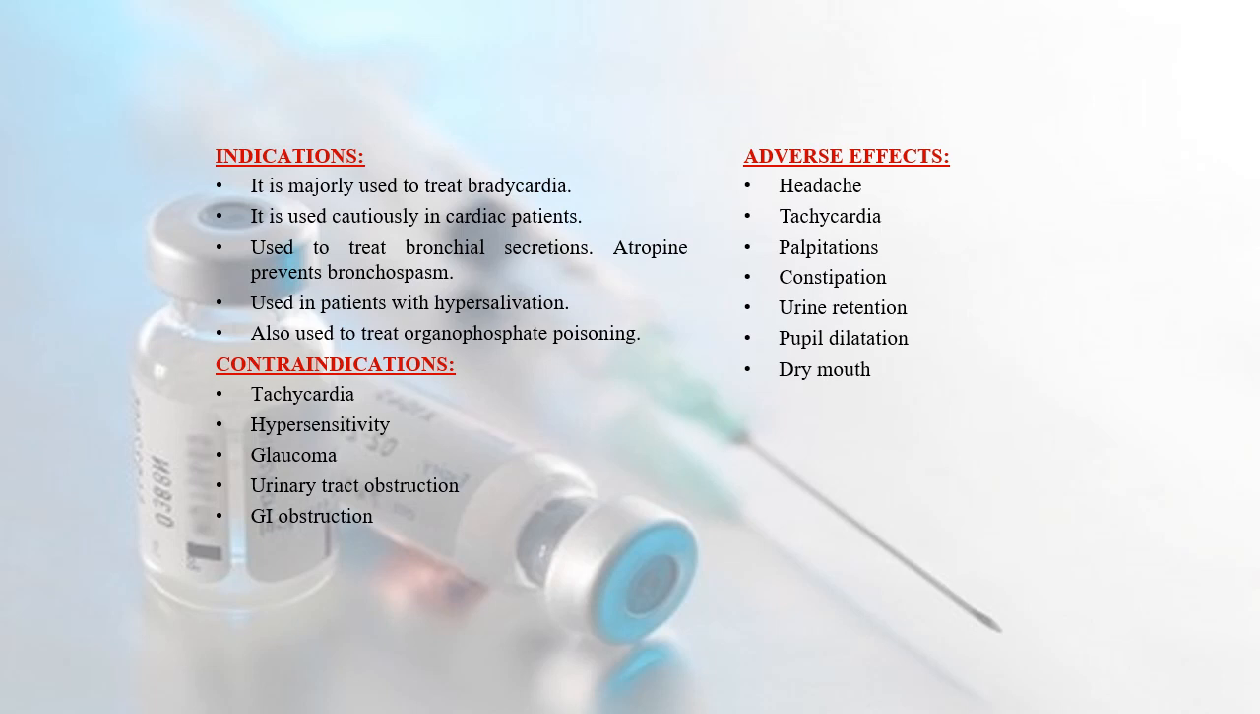Contraindications, to whom it should not be given. First, tachycardic patients. Second, hypersensitivity to the drug. Third, glaucoma, urinary tract obstruction, and GI obstruction. Adverse effects: due to atropine, the patient may face headache, or it can lead to tachycardia, palpitations, constipation, urine retention, pupil dilatation, and dry mouth.